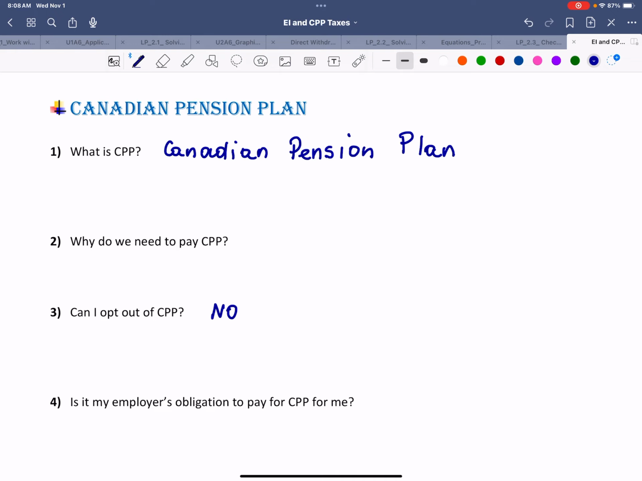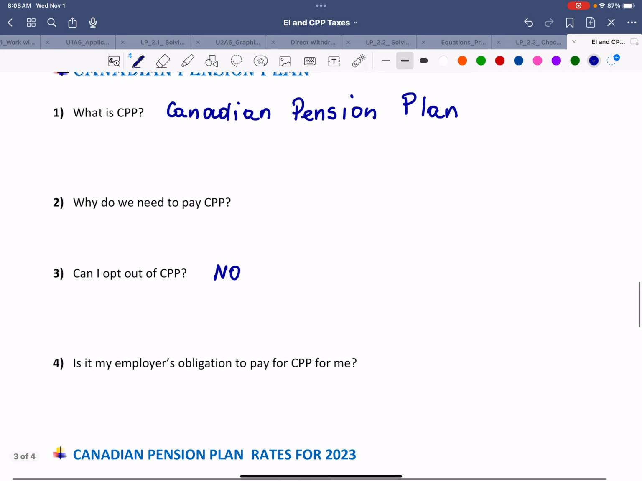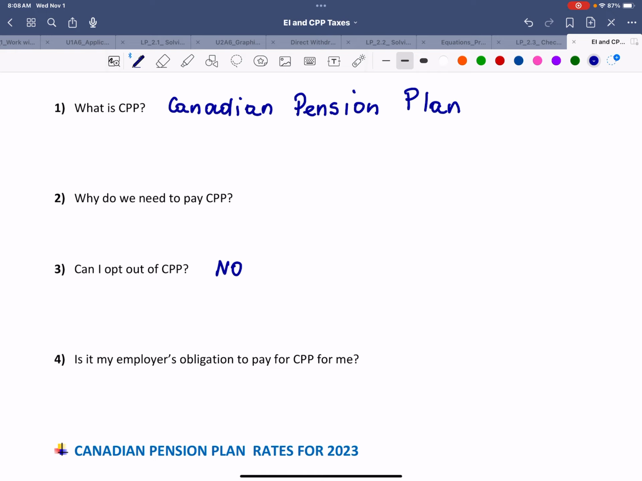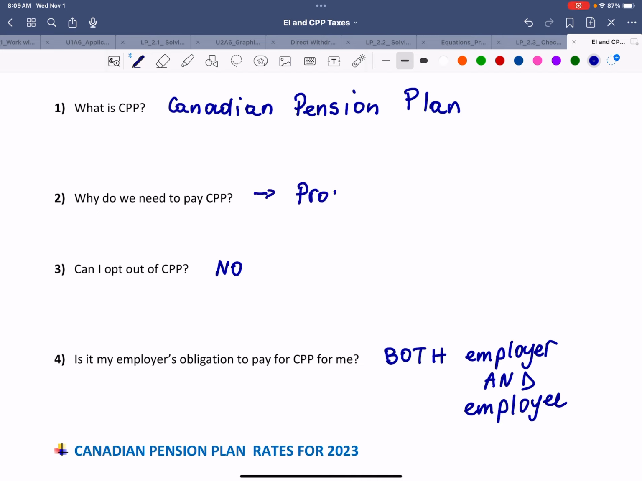So is it your employer's obligation to pay for CPP? Well, it will be the employer's and employee's obligation. So both the employer and the employee will pay for it. Okay, so it provides income when retired.